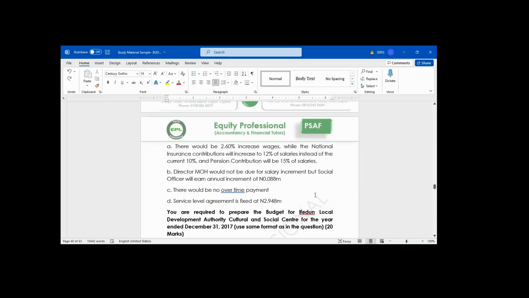Salary itself, if you look at note 6B, there are two people collecting salary. Director of MOH and the social officer. Look at the note. The director of MOH will not be due for salary increment, but the social officer will earn an annual increment of 0.088 million.